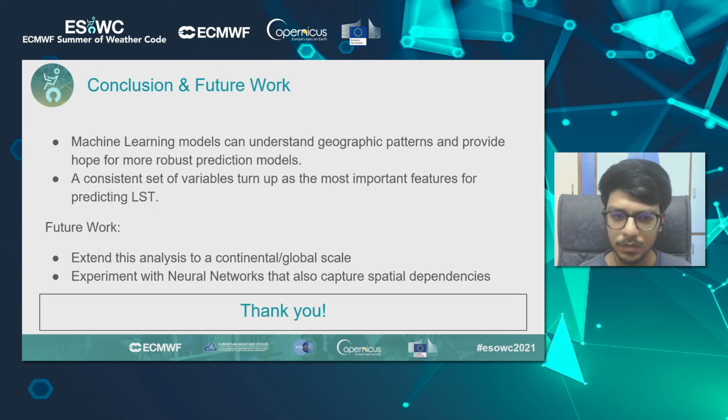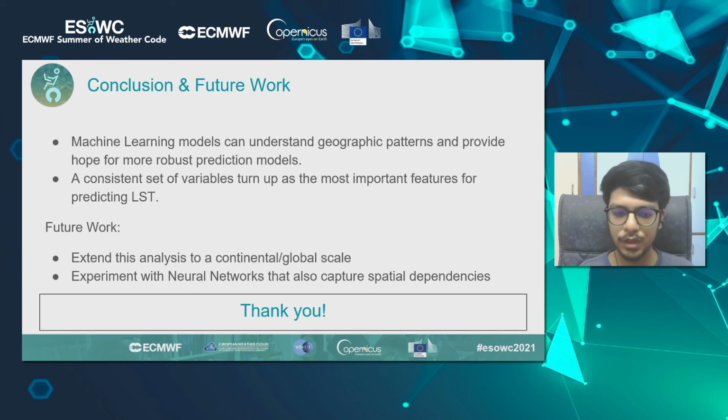Next slide, please. So finally, we conclude and give an outline of what we plan to do next. To conclude, our machine learning models are able to understand patterns in the data that we are trying to provide, and are also robust to bad quality data and fluctuations in the data set itself. And a consistent set of variables are turning up as the most important features for predicting the LST values. And these values are physically explainable.